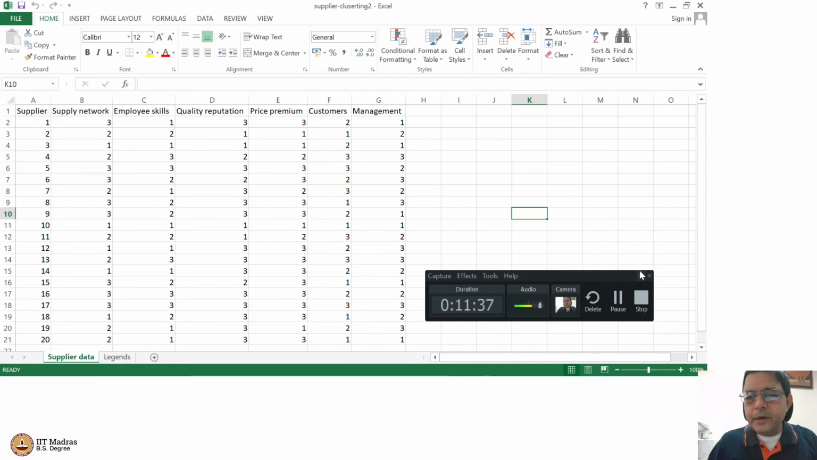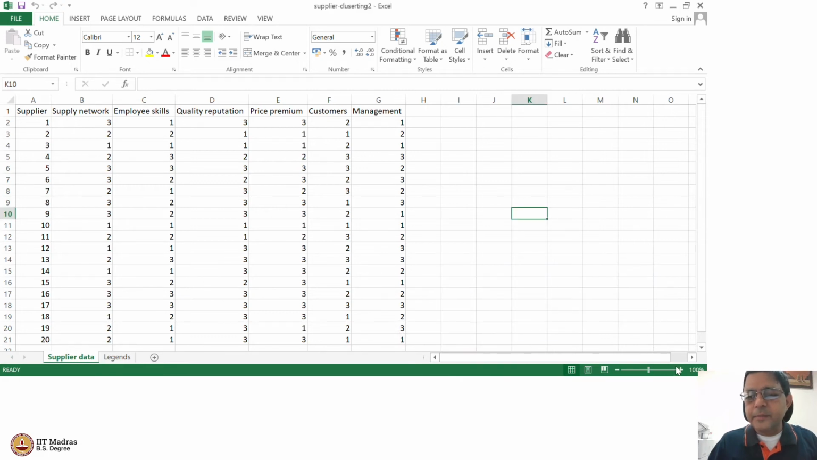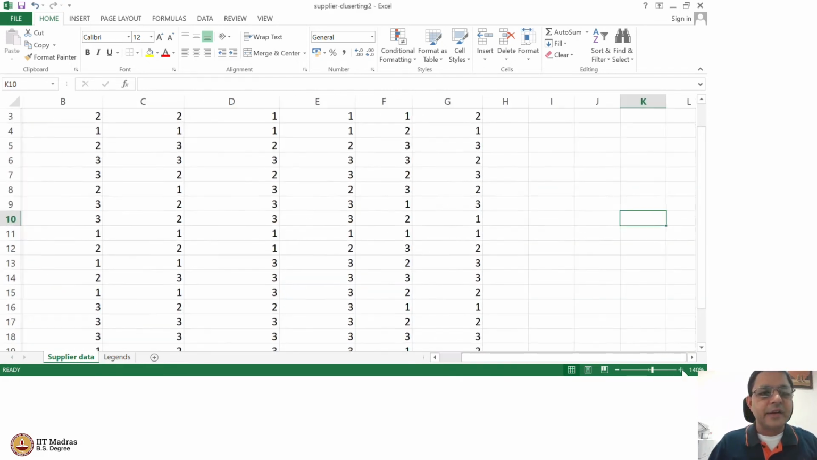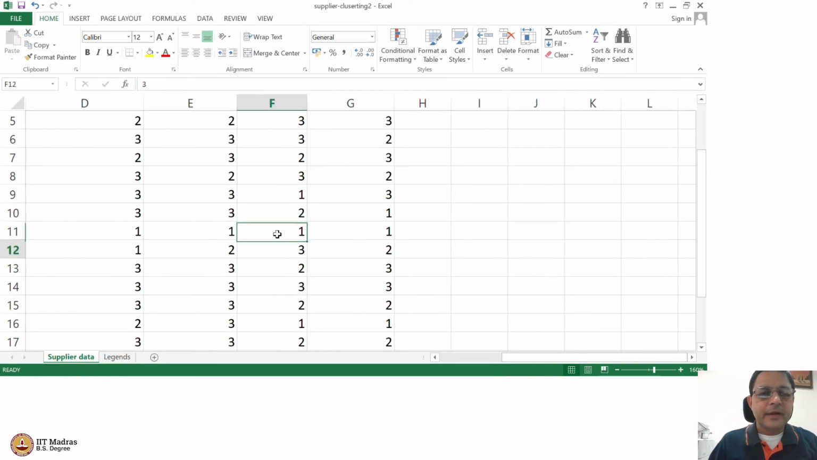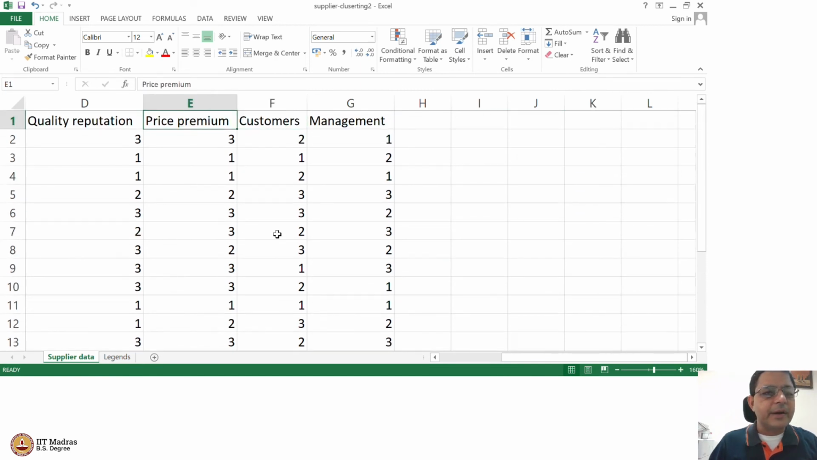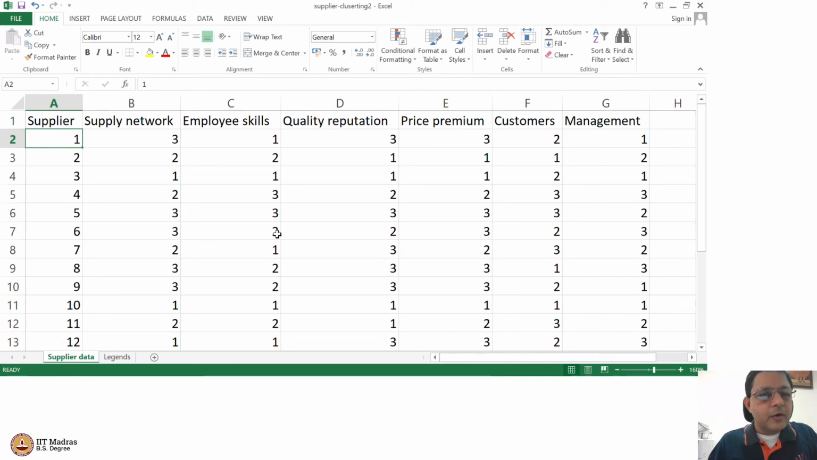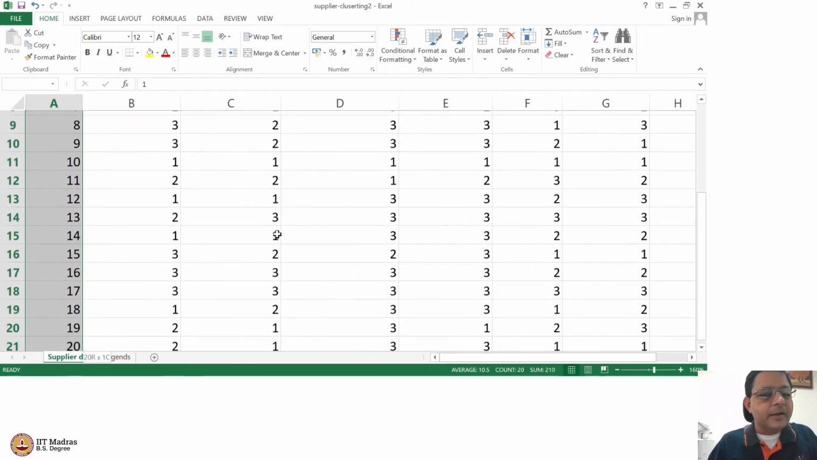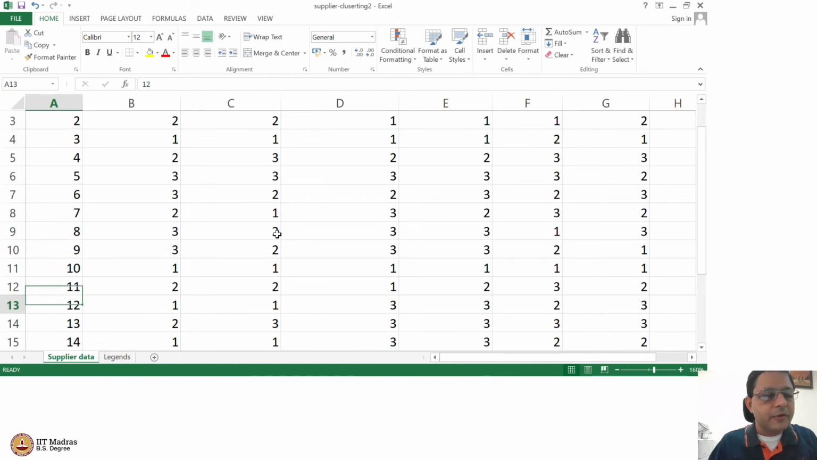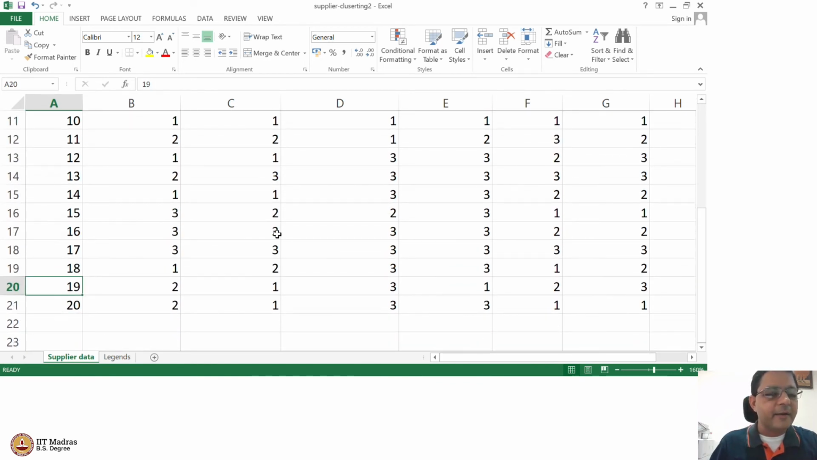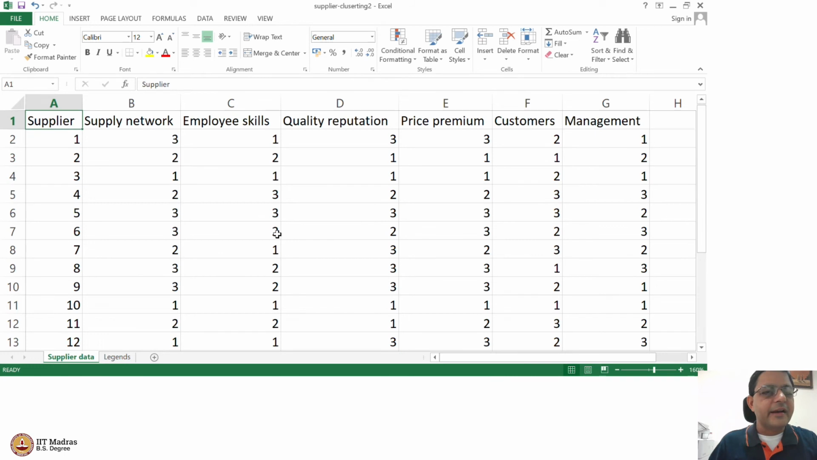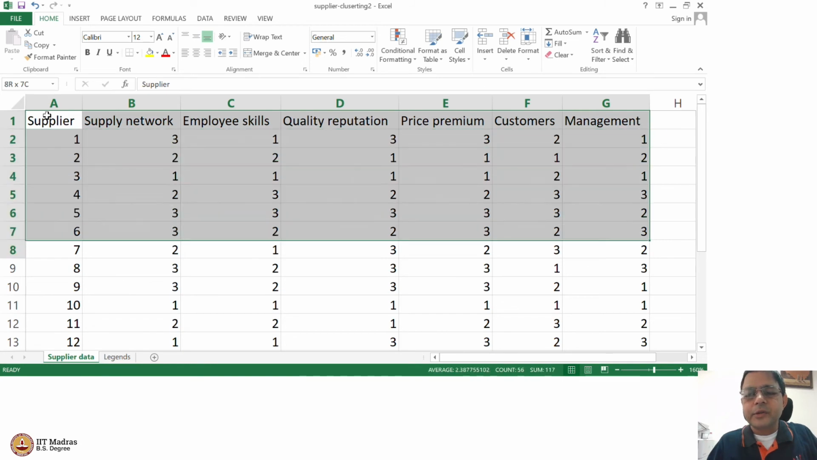So this is the Excel of the data that I was telling you about, right? So these are, let us say, 20 suppliers who can deliver the product or service to our specifications. There are 20 of them, right? The suppliers are not identified by their names. Suppliers are identified by their numbers, so that the anonymity is maintained, right?